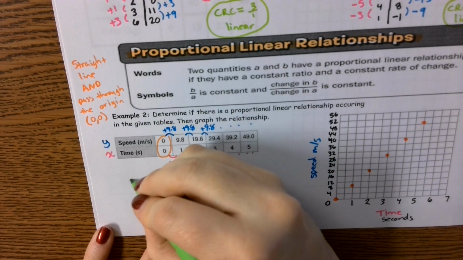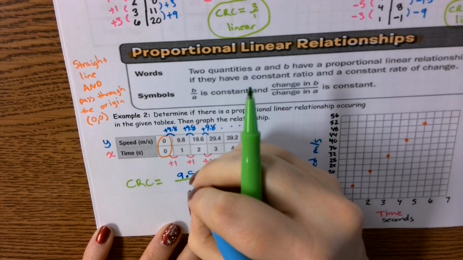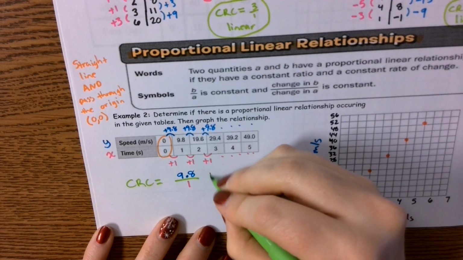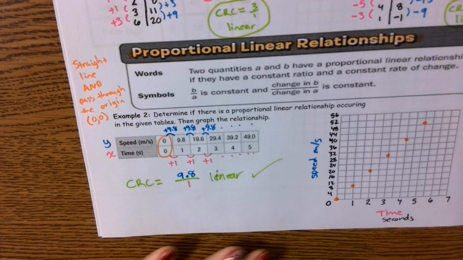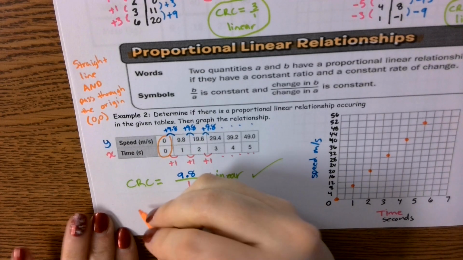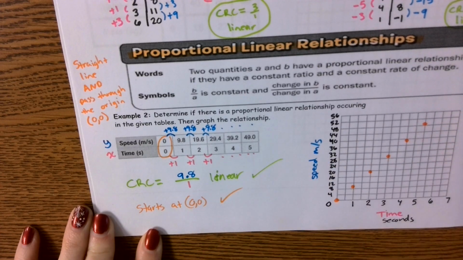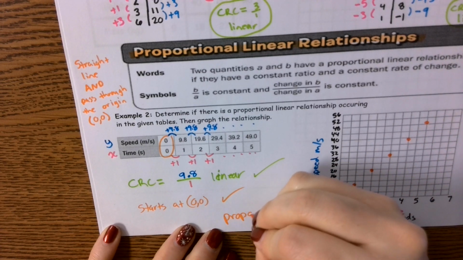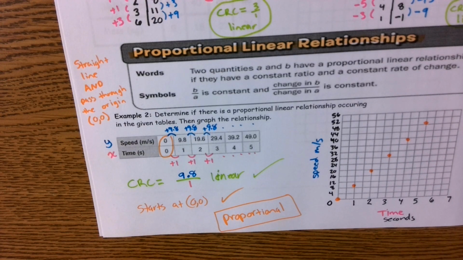So we do have a constant rate of change. Our constant rate of change is going to be 9.8 over 1. So it does make it linear, which is what we're wanting. It needs to be linear. It does pass through the origin. So that means that this is a proportional relationship. This is going to be considered a proportional relationship.